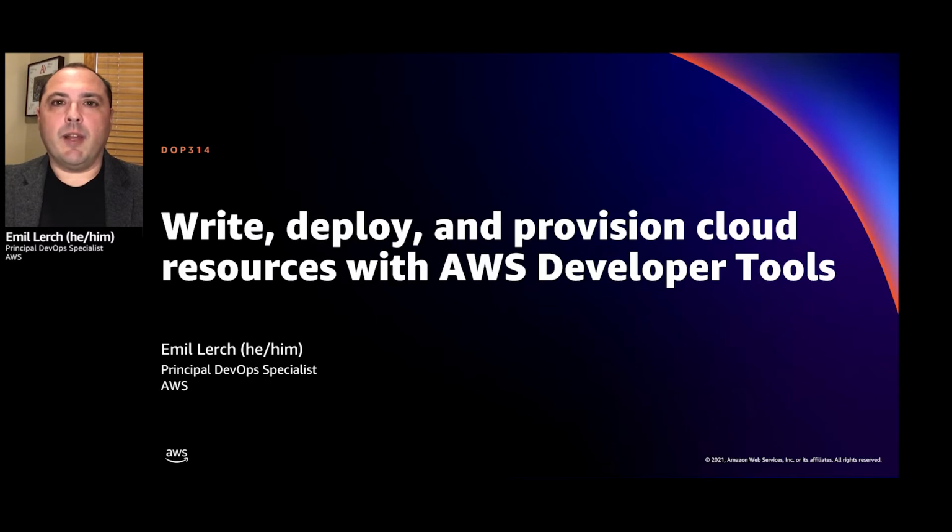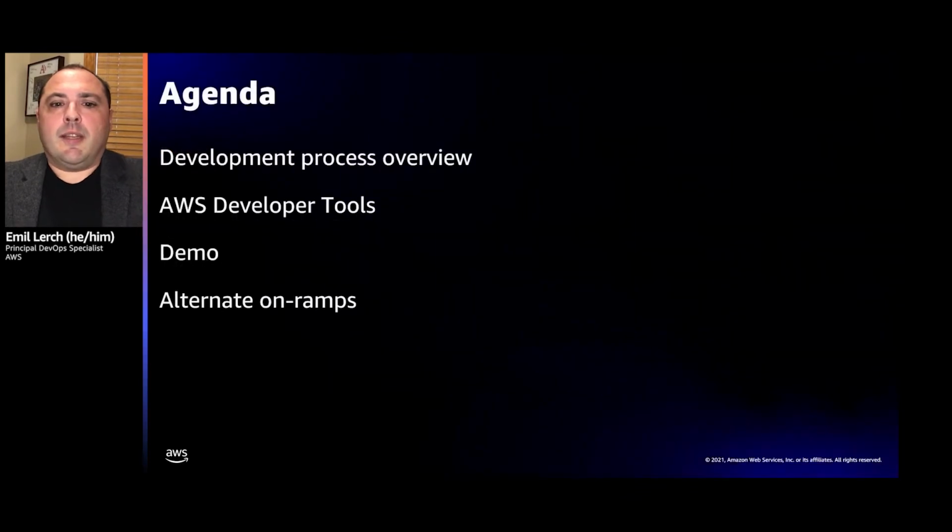Today, I'd like to talk to you about writing, deploying, and provisioning cloud resources with AWS developer tools. Today, we'll be taking a day in the life of a developer from front to back, from the time that she looks at an issue that's been reported to the time that she reproduces that issue, fixes that issue, writes a test for that issue, and deploys that issue into production. She'll be doing all these using AWS developer tools and without leaving her IDE. But the AWS developer tools will also be assisting her in terms of building, testing, and deploying her code as it needs to get into production.